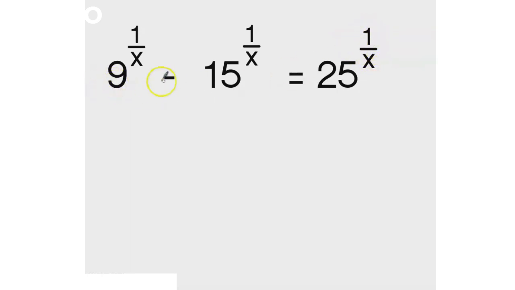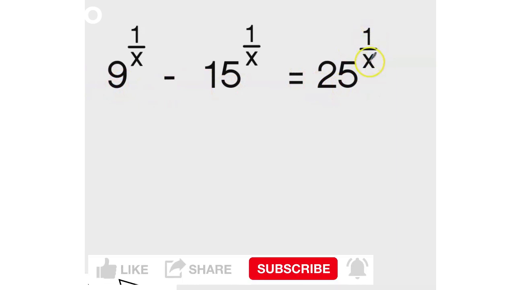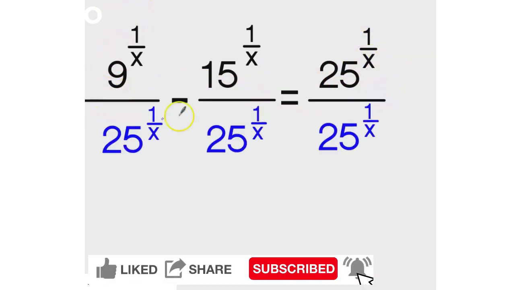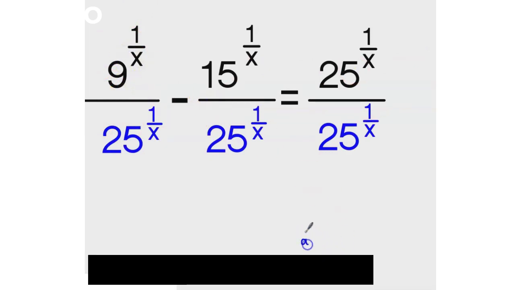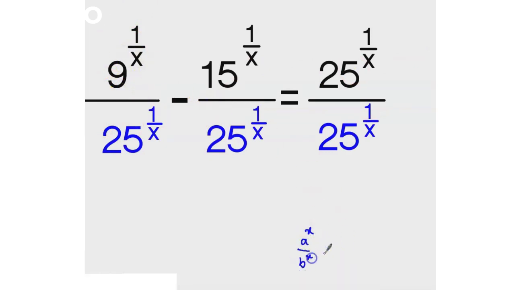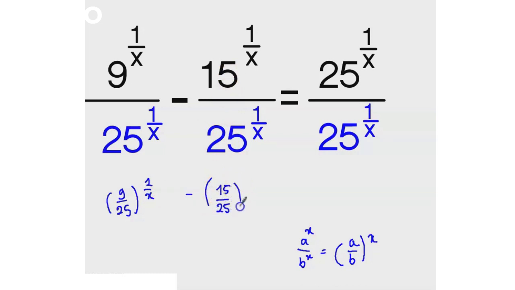So first, we will divide this equation by 25 to power 1 over x, both the left and the right hand side. So the equation becomes like that. But we know that a to power x over b to power x is equal to a over b all to power x. So if you apply this rule here, we will get 9 over 25 to power 1 over x minus 15 over 25 to power 1 over x equal to 1.